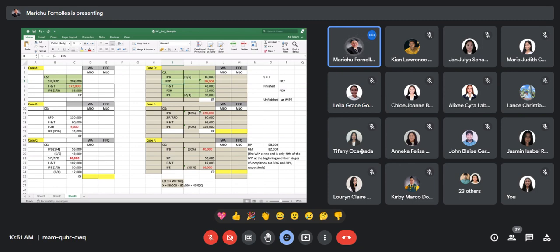For case E, unknown ang IPB. So get the total targets by adding F&T and IPE.